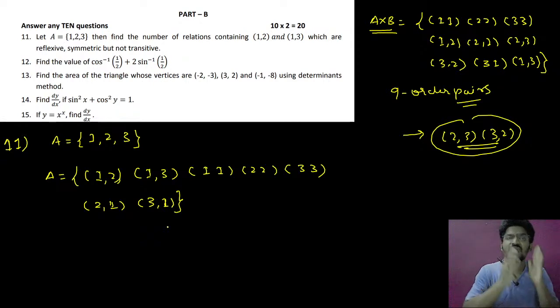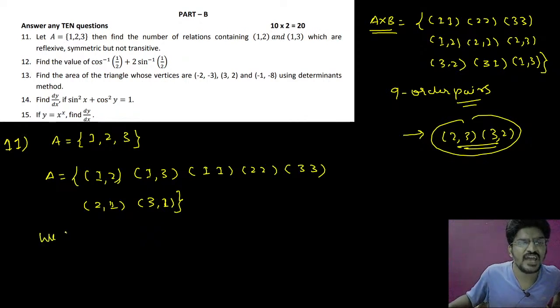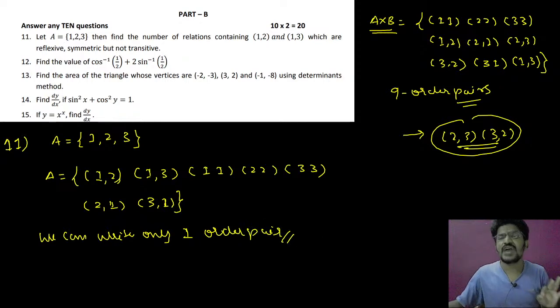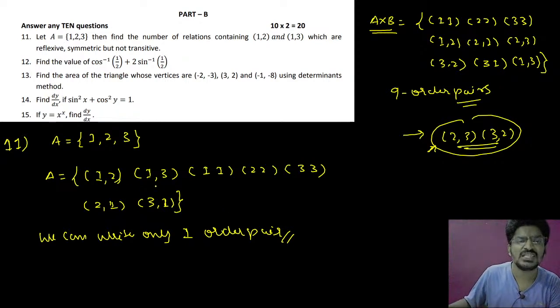So what we need is reflexive and symmetric but not transitive. So what happens here? We can write only one relation. Are you getting my point? Why? Because if I add these two remaining ordered pairs, it is going to be reflexive, symmetric and transitive. So that is not possible. Therefore, we can write only these 7 ordered pairs, and with these 7 ordered pairs we can write only one relation. So here our answer is 1.